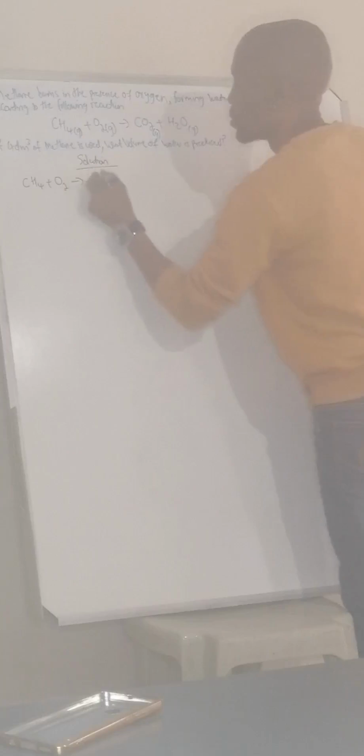So, balance it: CH4, O2, carbon dioxide, plus water. How do you balance and tweak it?